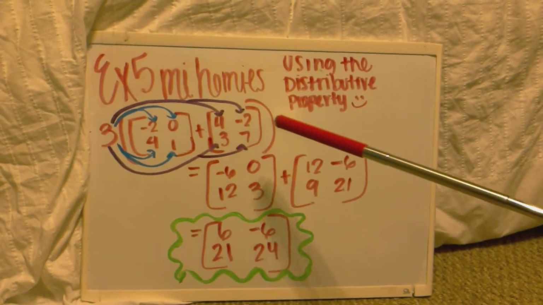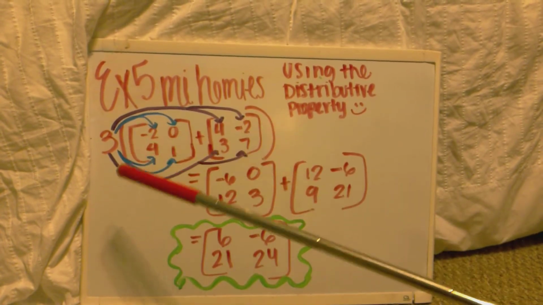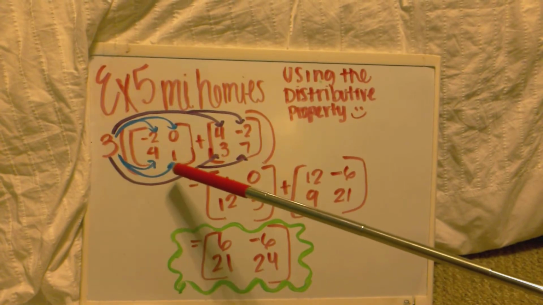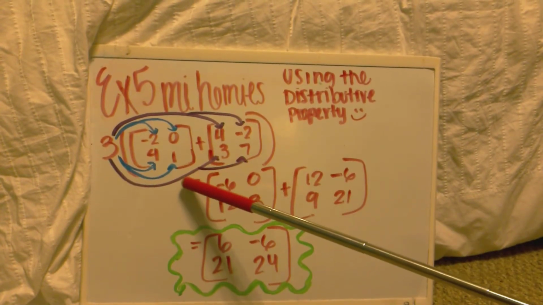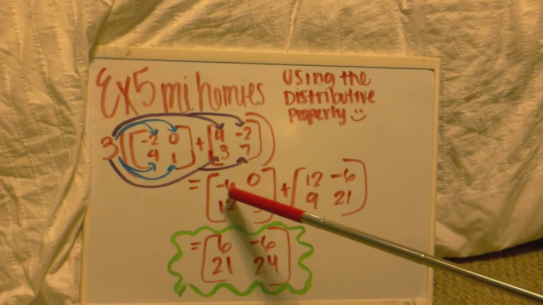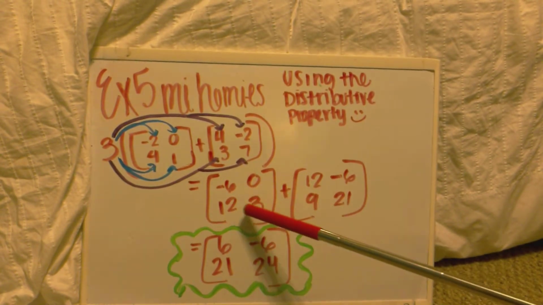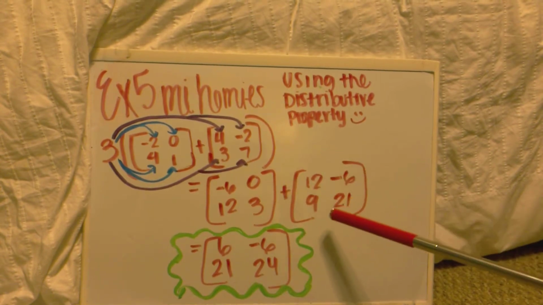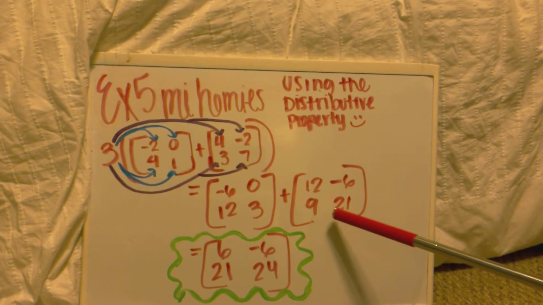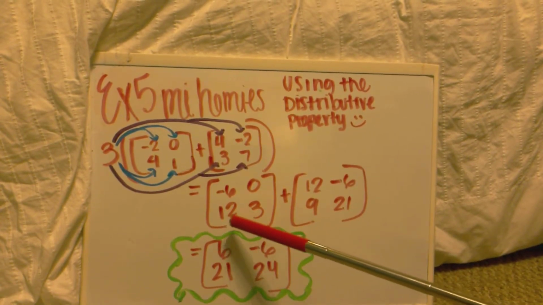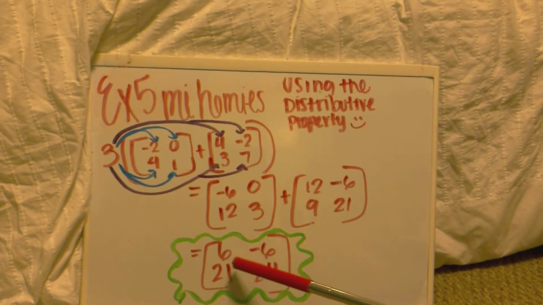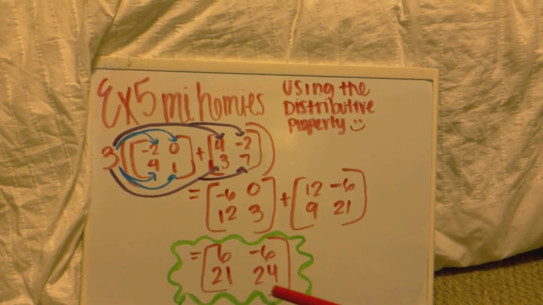Example 5, using the distributive property. As you see here, you are going to distribute 3 into both matrices, as you can see from the arrows. From that, in your first matrix, you're going to get -6, 0, 12, and 3. And then in your second matrix, you're going to get 12, -6, 9, and 21. After you get both of the matrices, you're going to add them together, which will equal 6, -6, 21, and 24.